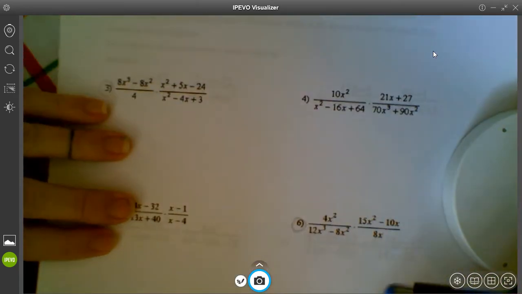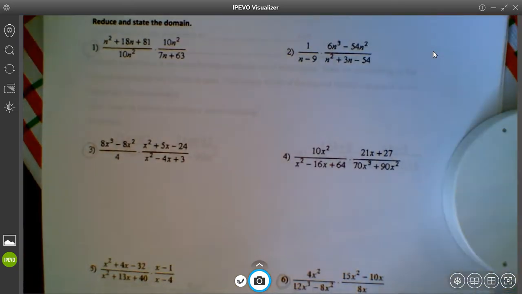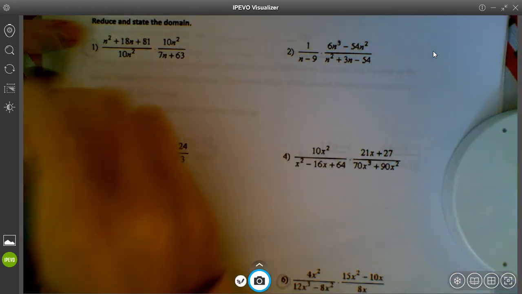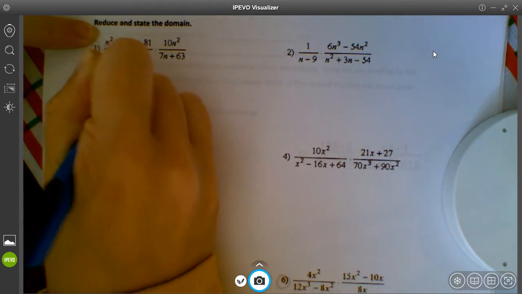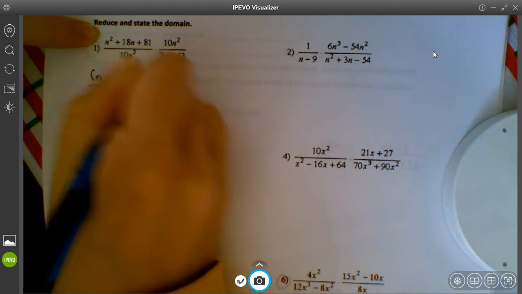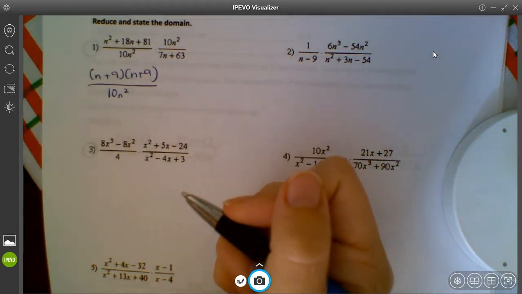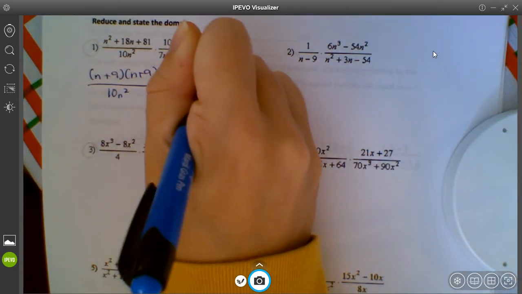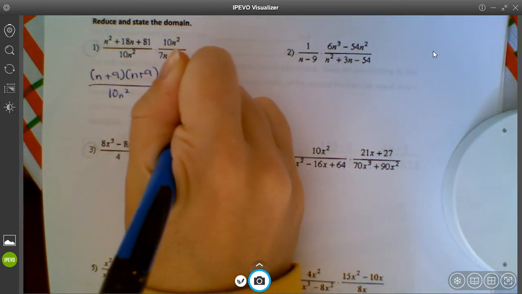So if we look at number 1, remember this is just asking us to reduce and state the domain. So the first step is to factor everything. So over here, we need an n plus 9, n plus 9. The bottom is a monomial, so we don't have to factor it. The top is a monomial, so we don't have to factor it. The bottom we can factor out as 7 and get an n plus a 9.